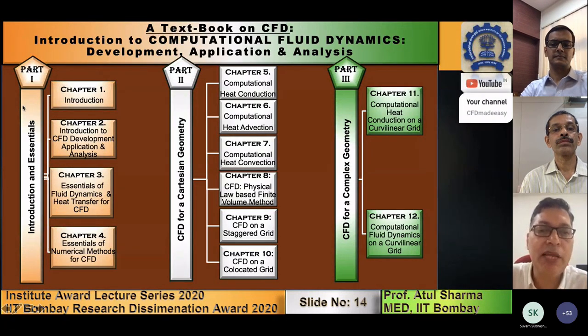So this is the book, which is basically in three parts. This is like building the foundation for the course, introduction and essentials. Any product development is component by component development. So the first component is conduction, then advection, then the combination of these two. So this is like a modular development. This is for a Cartesian geometry problem, and this is for more industrially relevant complex geometry problems.